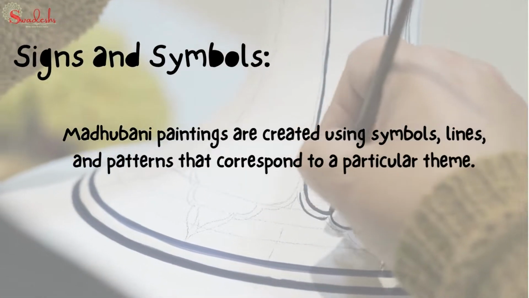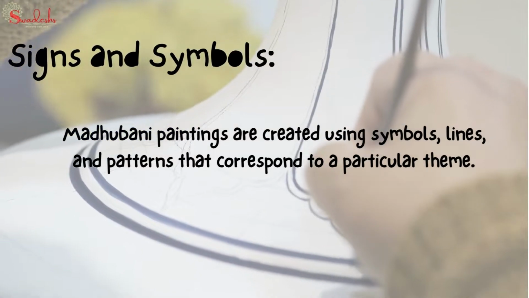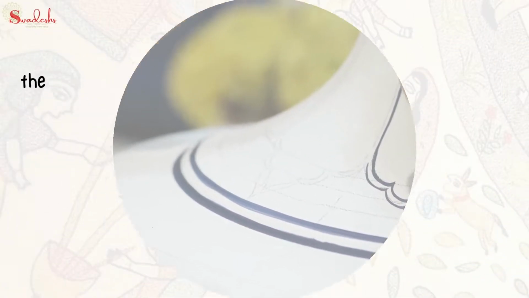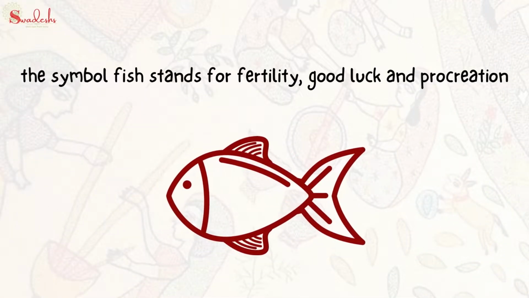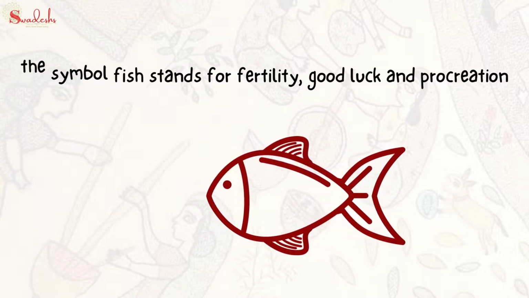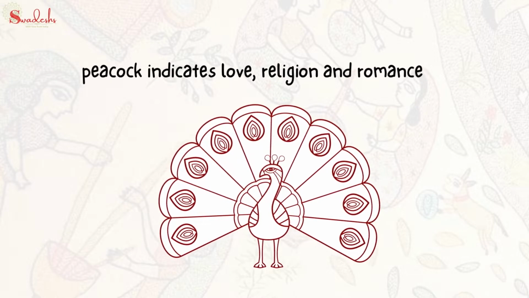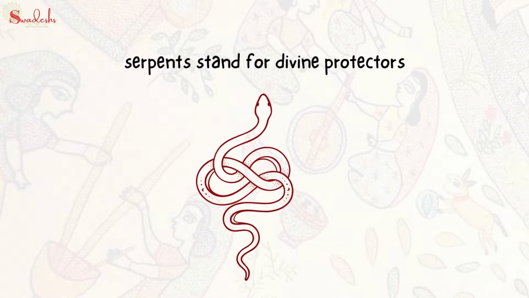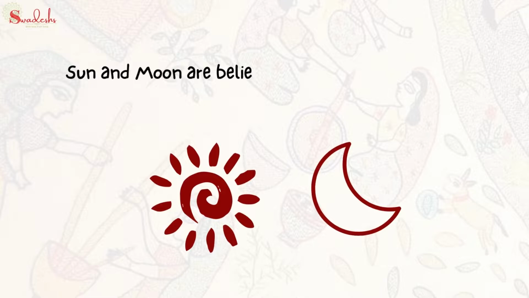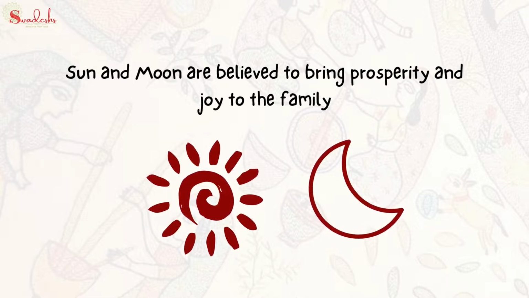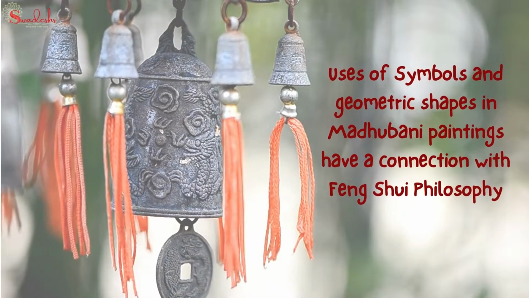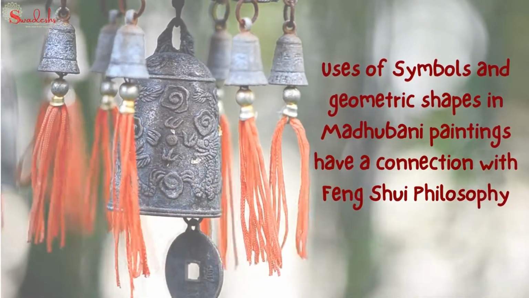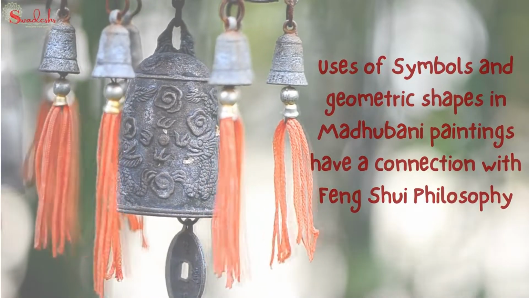Signs and symbols. Madhubani paintings are created using symbols, lines, and patterns that correspond to a particular theme. The symbol fish stands for fertility, good luck and procreation. Peacock indicates love, religion and romance. Serpents stand for divine protectors. Sun and moon are believed to bring prosperity and joy to the family. The use of symbols and geometric shapes in Madhubani paintings has a connection with Feng Shui philosophy.